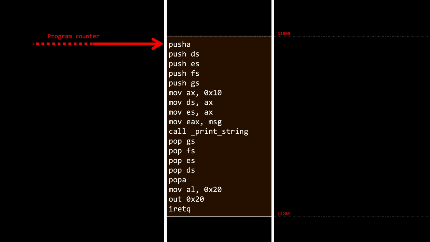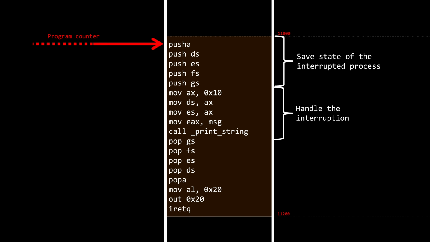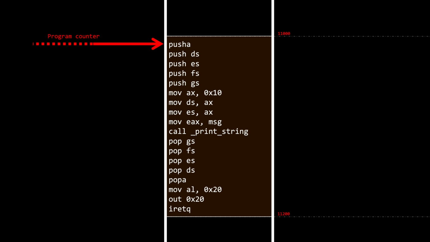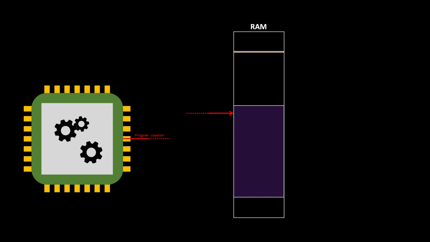This routine can be divided into 4 steps. First, the CPU needs code to save the state of the interrupted process. Then, there's code to handle the interrupt. For example, calling a routine to print a string. After the interrupt is handled, the CPU executes code to restore the state of the interrupted process. Finally, the CPU executes a special instruction called interrupt return, which allows it to jump back to the interrupted process and resume its execution. That's the basic flow of how an interrupt works. It temporarily halts the current process and transfers control to another routine.